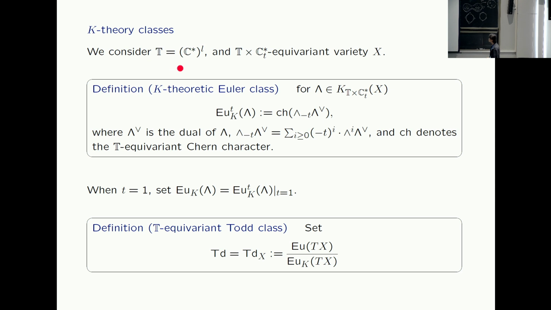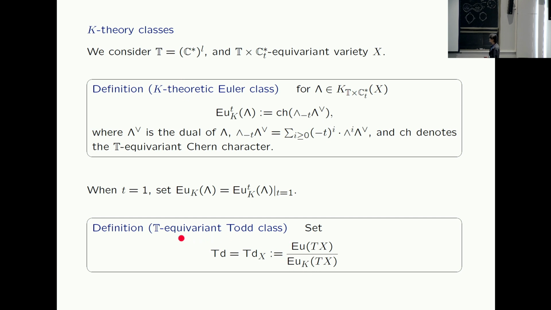So we consider the torus and other equivariant parameters. Then we can consider the K-theoretic Euler class in this way. So for each K-theory class, we take the dual and wedge product. Then the Chern character gives our definition of the K-theoretic Euler class.